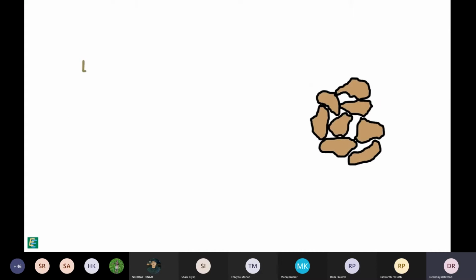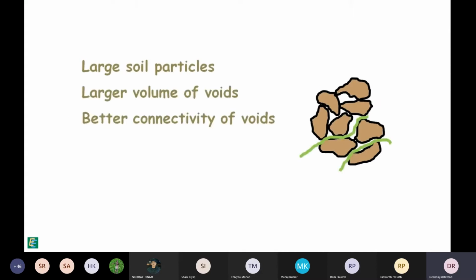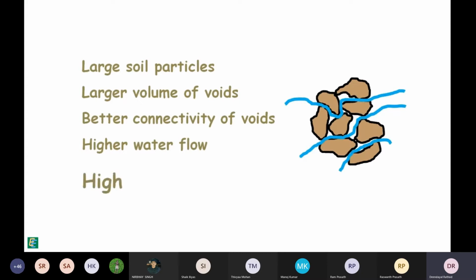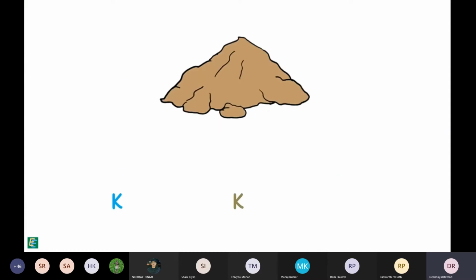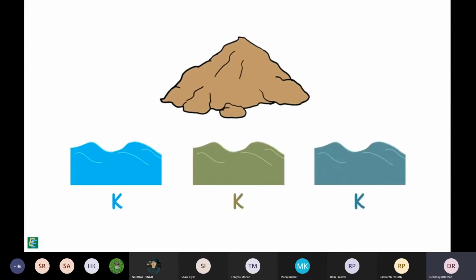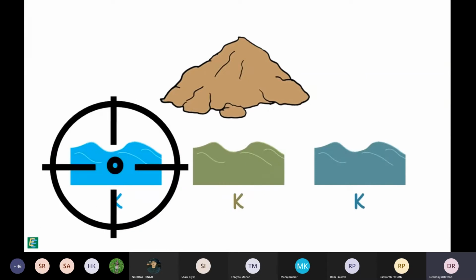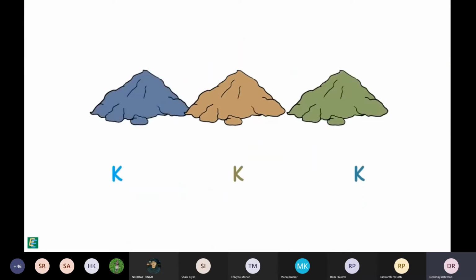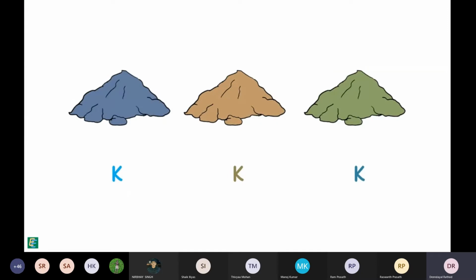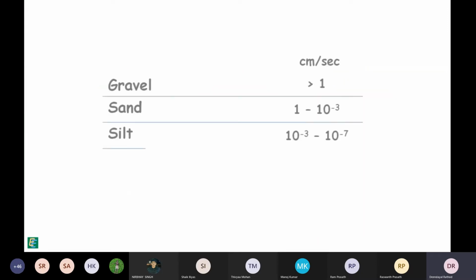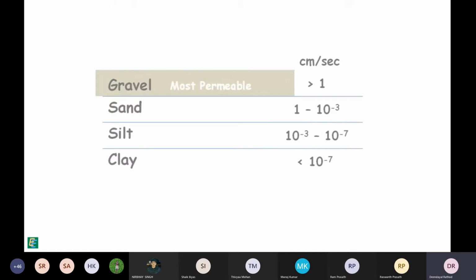Gravel particles are large. The larger the soil grains, the larger will be the volume of voids and the better will be the connectivity of those pores. Consequently, a large amount of water may flow through them easily and higher will be the flow of water. And that we say higher is the permeability of soil. A soil has different values of permeability for different liquids, but we will focus only on soil's permeability with water. There is a huge difference in the permeability of different soils. These are the values of permeability of different soils. Gravel soils are most permeable, while clay soils are least.